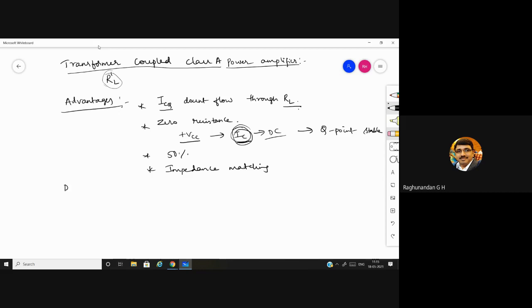Coming to the disadvantages. The main disadvantage is, since you are using a transformer, it automatically becomes bulky, because the weight and size increase. And also, since you are using coils, do you think these coils are going to emit heat or not?